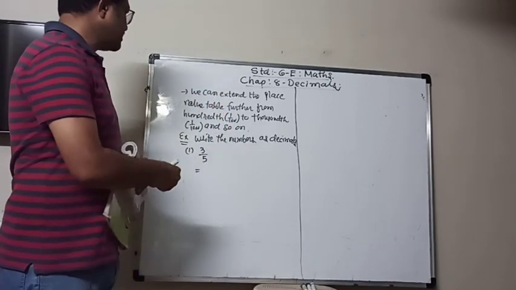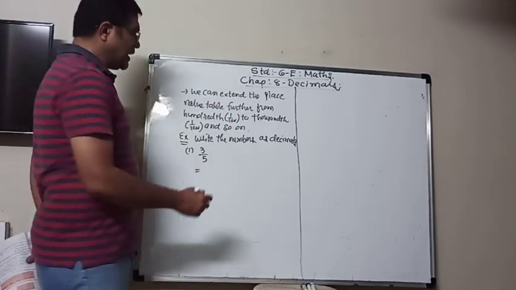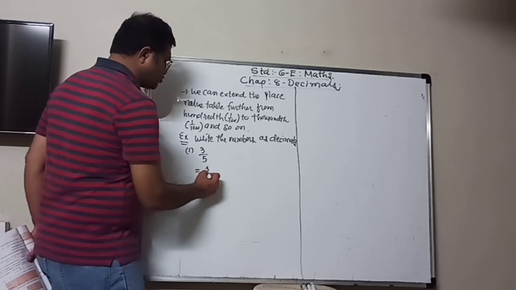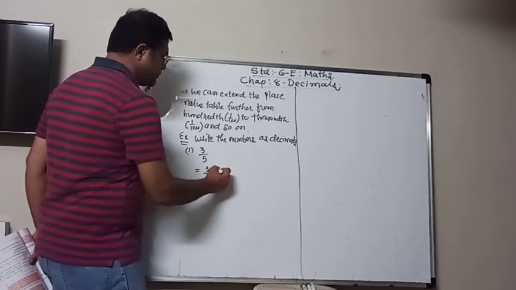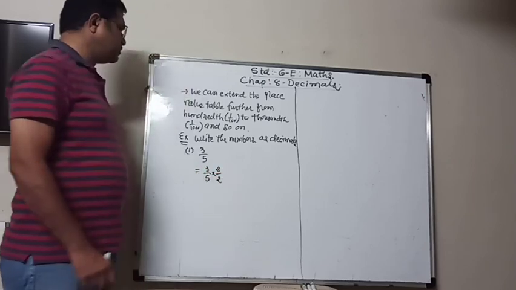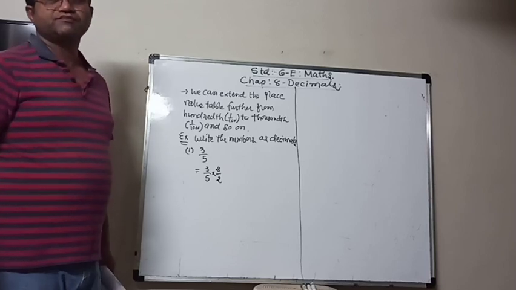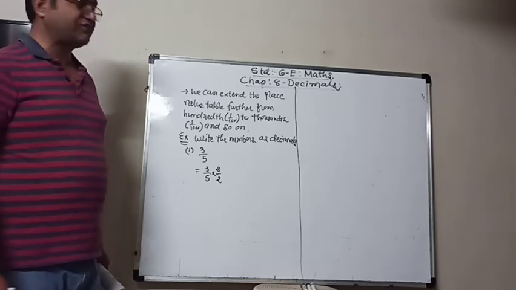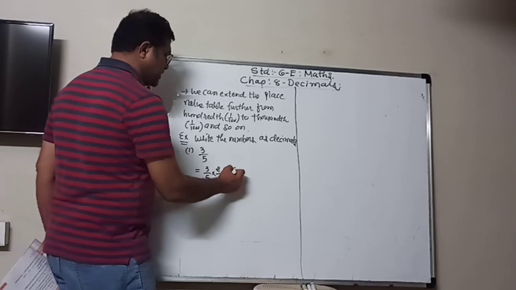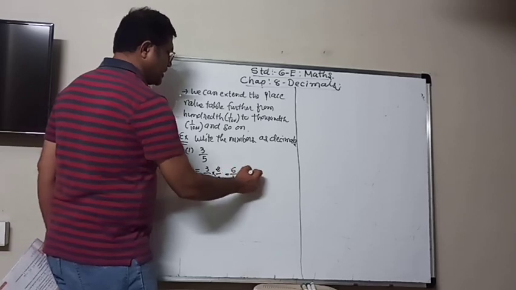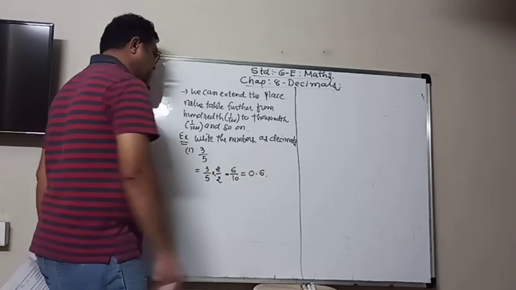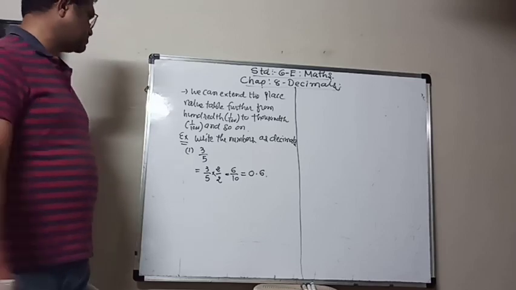First, let us take 3 upon 5. We know that 5 twos are 10. So if we multiply the fraction by 2 upon 2, we get its equivalent fraction: 3 twos are 6 upon 10, and then you write it as 0.6.